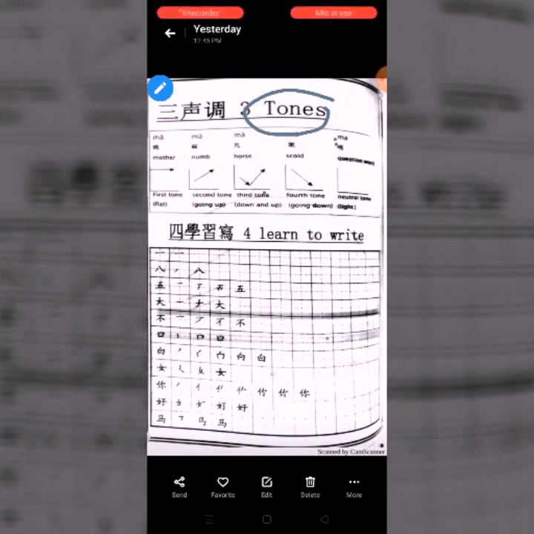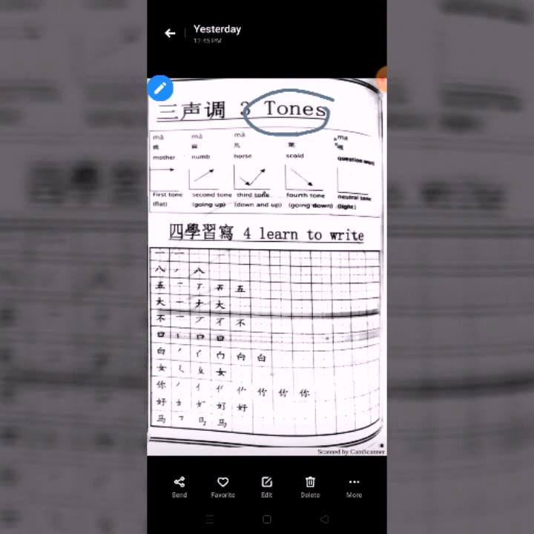As we have discussed earlier, in 1958 a phonologist submitted a bill by the name of Pinyin in the Assembly of China, which was approved by the government of China, which contains two things: number one, Latin alphabets, and number two, tones.